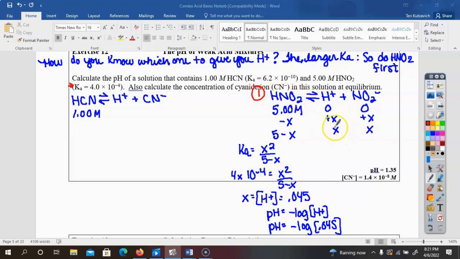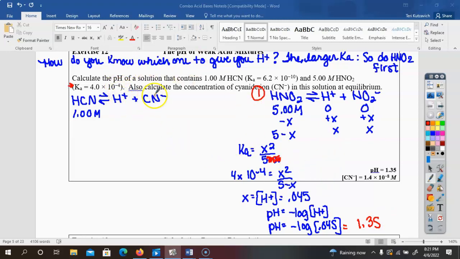So set it up, solve for x. Remember what we can do, we can get rid of this x because we're assuming it's really tiny. So solving for x, it comes out to be 0.045. pH equals negative log of H plus, so your pH equals 1.35. First part of the problem done.